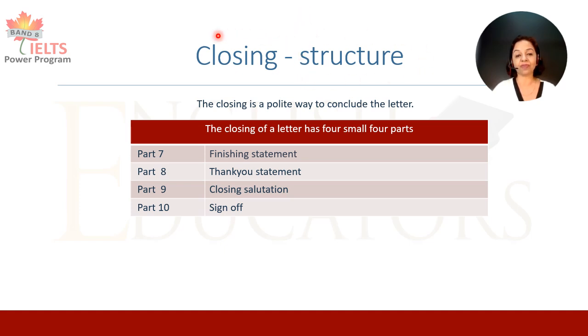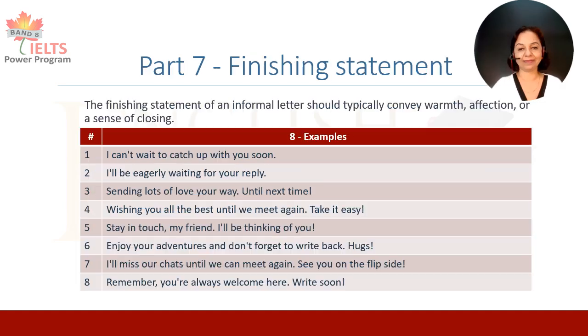Understanding the structure of the closing is very important for us. It is simple and it is clear. The closing is a polite way to conclude your letter. So there are four parts in the closing of a letter. One is called the finishing statement. The second is the thank you statement. Third is the closing salutation. And the last one is the close, signing off. So parts 7, 8, 9, and 10 form the closing of a letter.